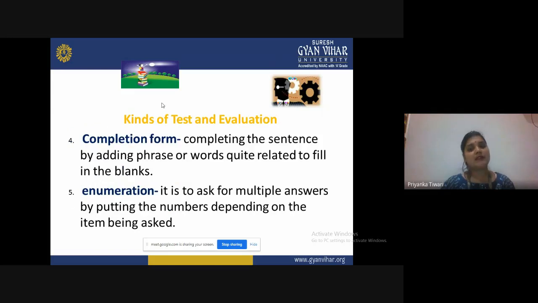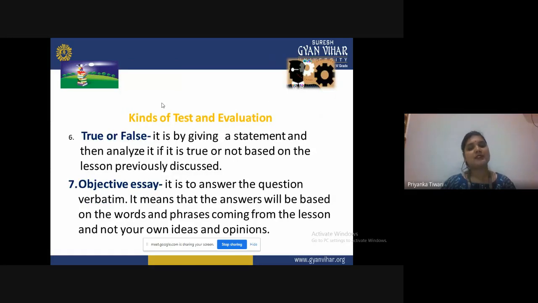Kinds of test and evaluation: completion form, completing the sentence by adding phrases or words related to fill in the blanks. Enumeration, asking for multiple answers by putting the numbers depending on the items being asked. The kinds of test and evaluation: true or false, giving a statement and then analyzing if it is true or not based on the lesson previously discussed.